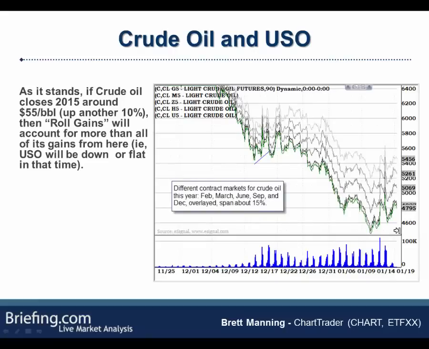Now looking forward, because we know that contango is super dominant in oil right now, we can also say, in a point that kind of ties this all together, if crude oil closes the year at about, let's say, 54 to 55 bucks a barrel, so up maybe another 10% or so, then we know that just based on the forward curve right now, roll returns will account for more than all of those gains, most likely. And that means if you bought USO right now, and then watch the price of oil rally 10% or so through year end, you would likely be flat or down on your USO position.